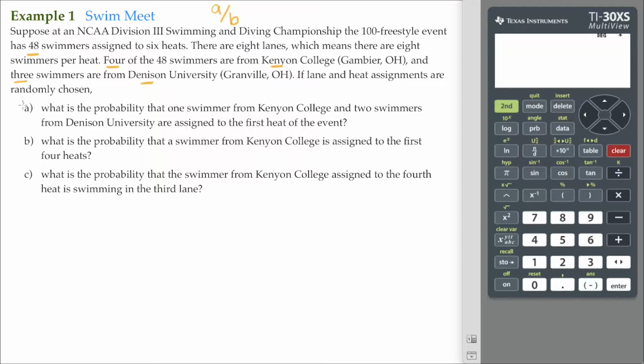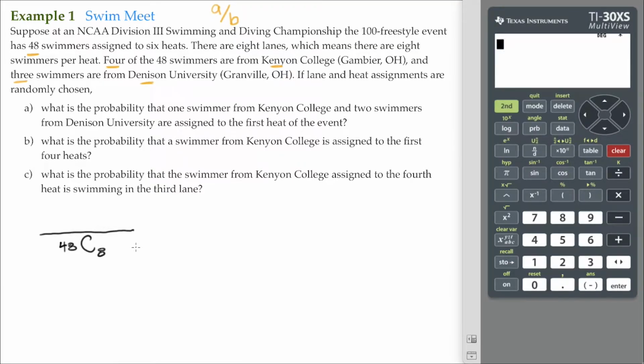So for letter A here, it says, what is the probability that 1 swimmer from Kenyon College and 2 swimmers from Denison University are assigned to the first heat of the event? So we're going to do this by hand first, and then we'll use our calculator. So the first thing we're going to do is find our sample space. That's our denominator, B. And that is we have 48 swimmers, and we're going to randomly select 8 of them. So that comes out to be 48 choose 8. That's how many ways we can choose 8 swimmers out of the 48. That's our sample space.